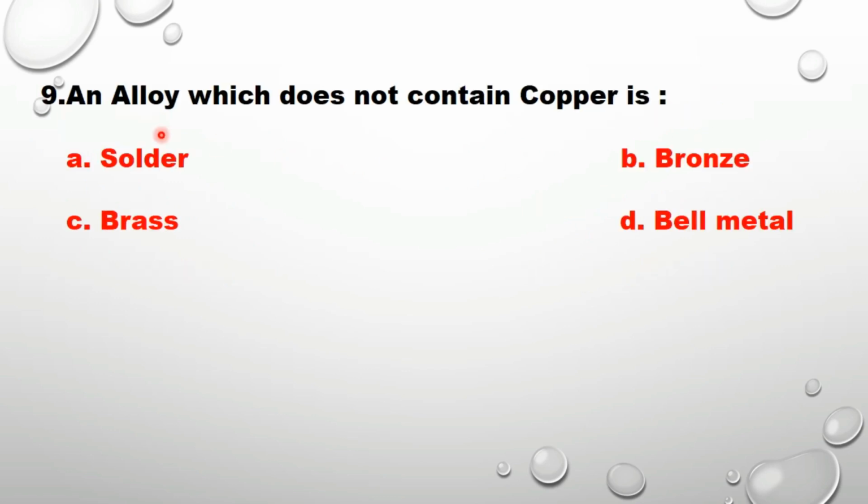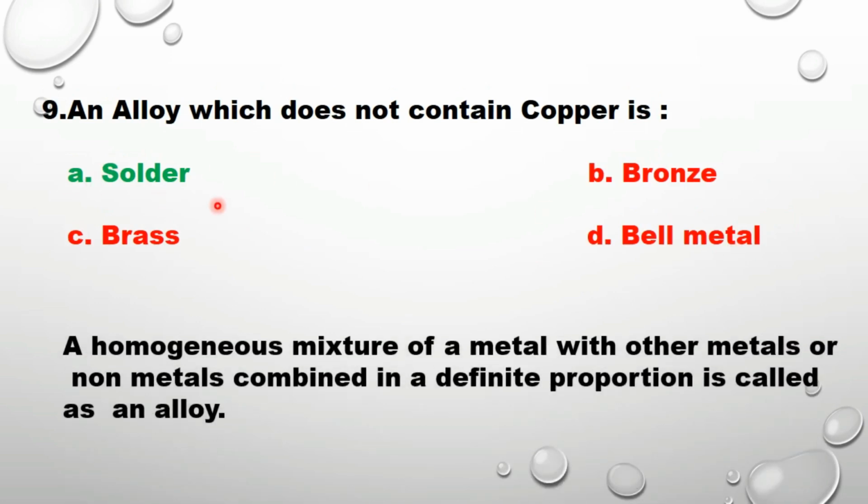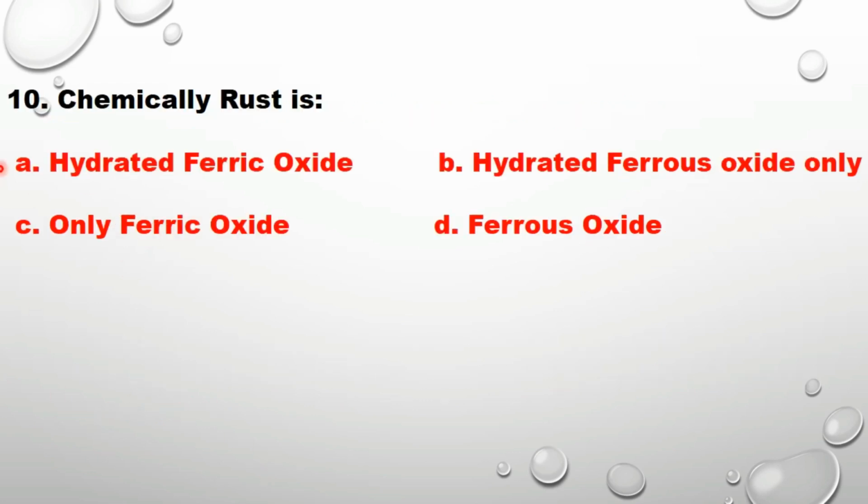Ninth question. An alloy which does not contain copper is option A solder, B bronze, C brass and D bell metal. And the answer is option A solder. A homogeneous mixture of a metal with other metals or non-metals combined in a definite proportion is called an alloy. Let's see another question.